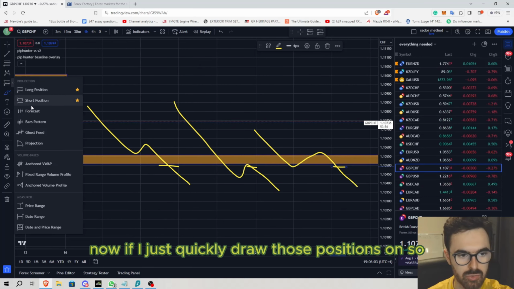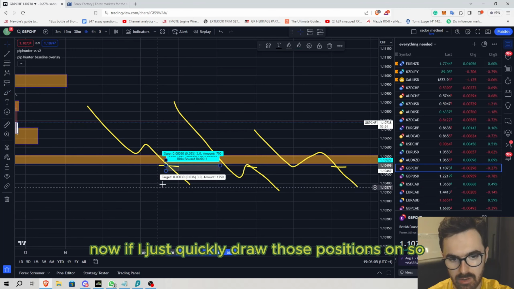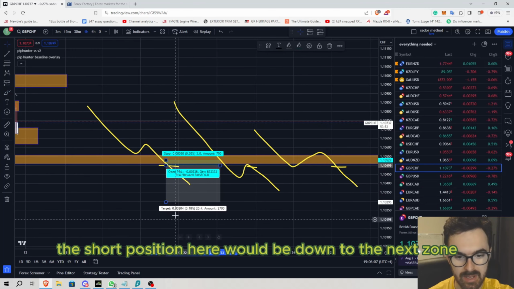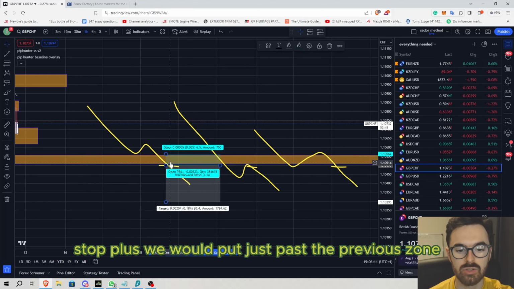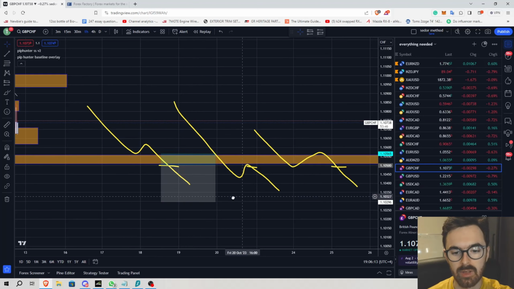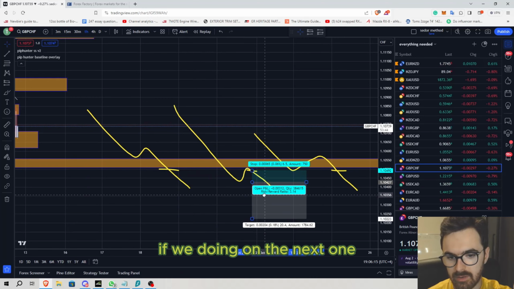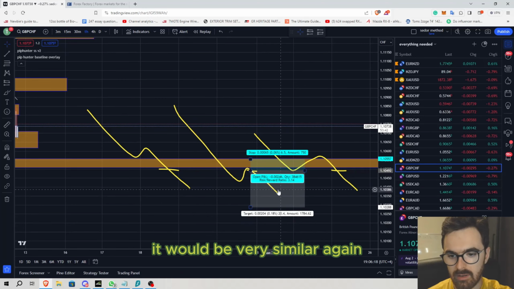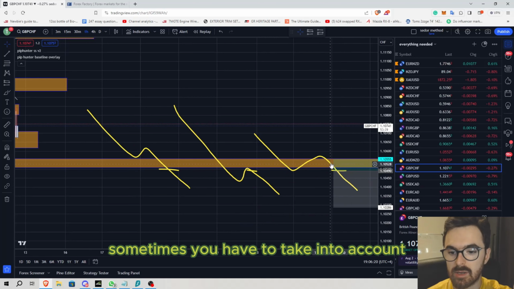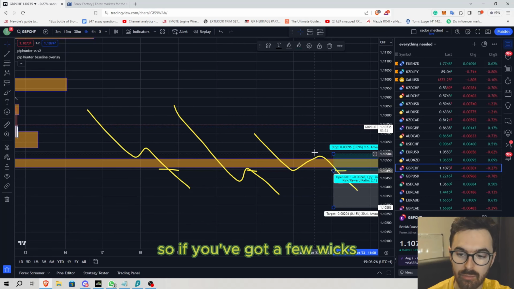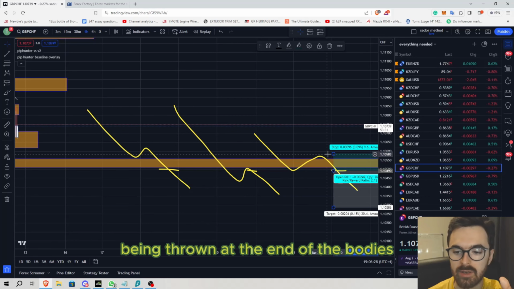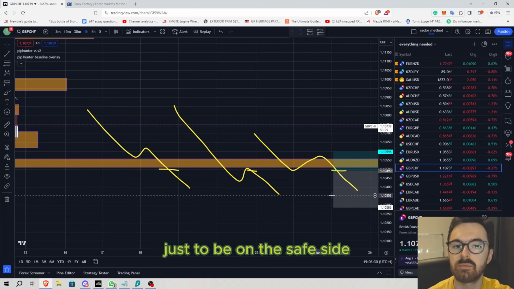Now, if I just quickly draw those positions on, so the short position here would be down to the next zone, just to the edge of the next zone. Stop loss we would put just past the previous zone. If we're doing it on the next one, it would be very similar again. And then on this one, sometimes you have to take into account the peak of this, and that's important. So if you've got a few wicks being thrown at the end of the bodies, then just set it just past those just to be on the safe side.